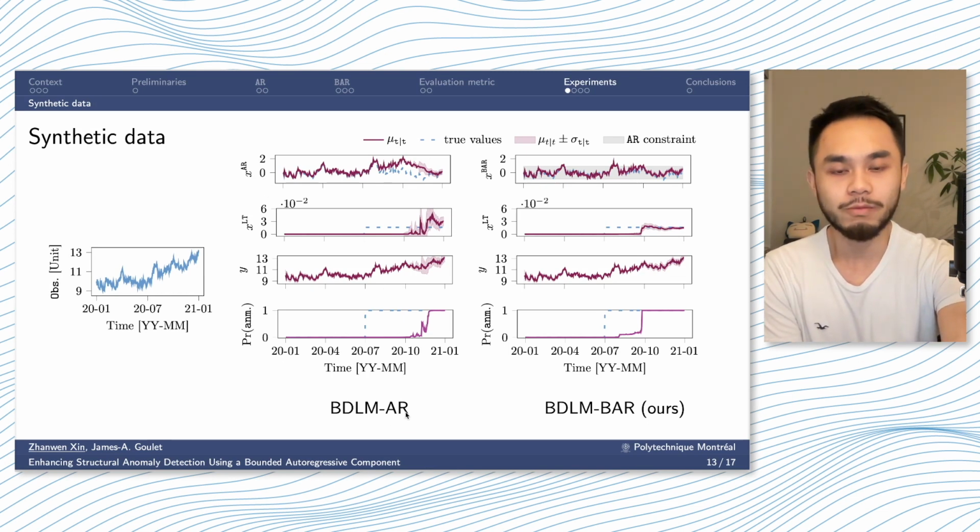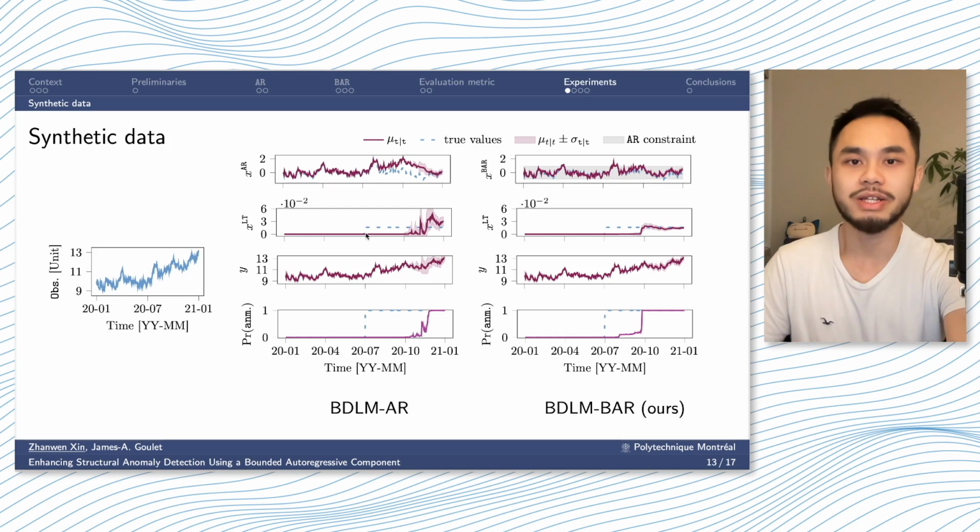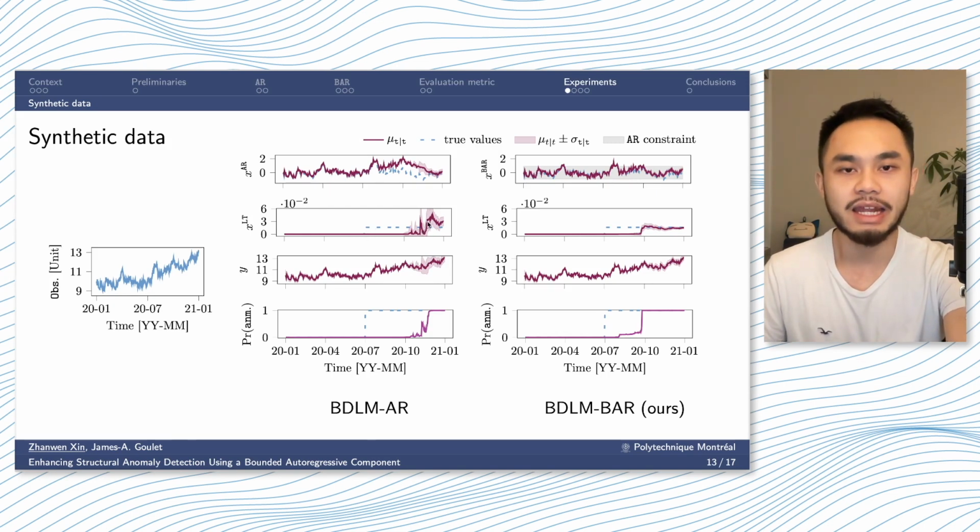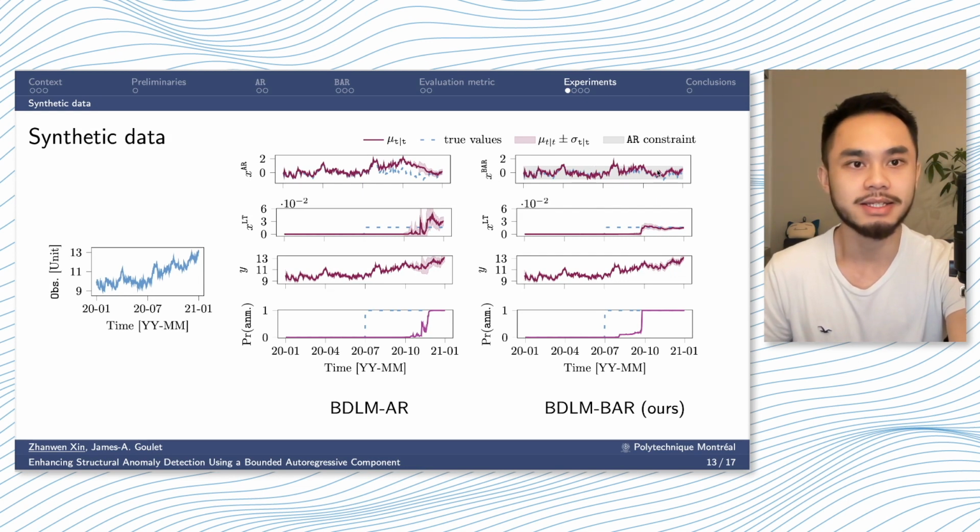So when we use the AR components, we see the drift in the AR estimates, and the estimation of local trend is not accurate after the time series switches to the non-stationary region. We can see that it cannot identify the true value of the new local trend, and it provides more uncertainty in the prediction of observation, and it detects the anomalies like 4 to 5 months later. While if we use BAR, all our residual estimates stay in the stationary region, and it can identify the true local trend with smaller uncertainty in the observation prediction, and it can detect the anomaly much earlier, less than 3 months.